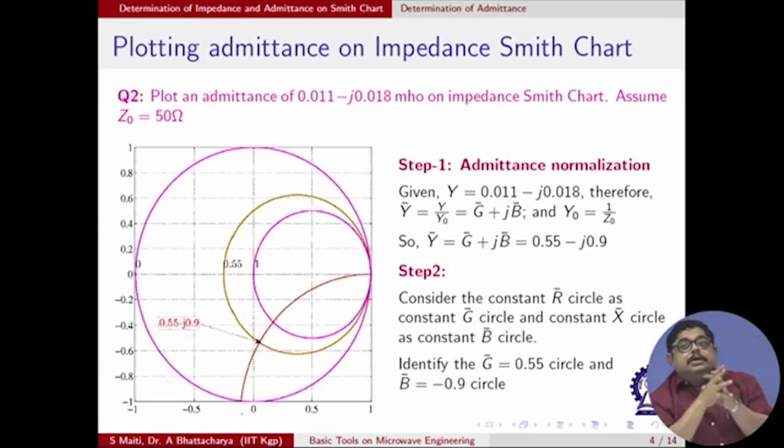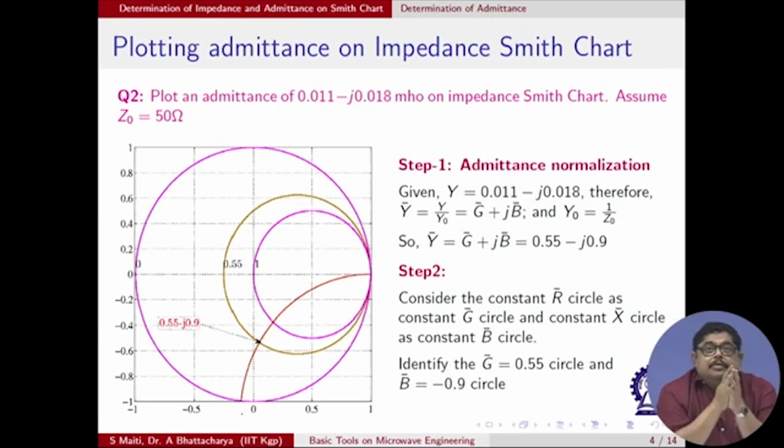Next, instead of impedance, suppose I have an admittance of 0.011 minus j 0.018 mho. Plot it. There are two things we can do: either plot it on an impedance Smith chart or on an admittance Smith chart. Let us do both. First let us see the impedance Smith chart, then in the next problem we will plot the same thing on the admittance Smith chart.